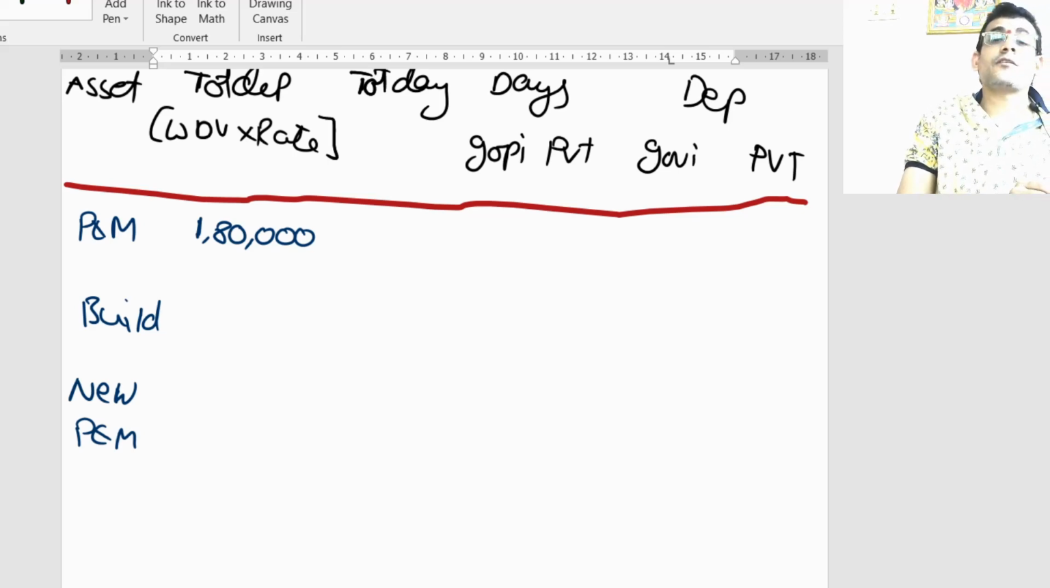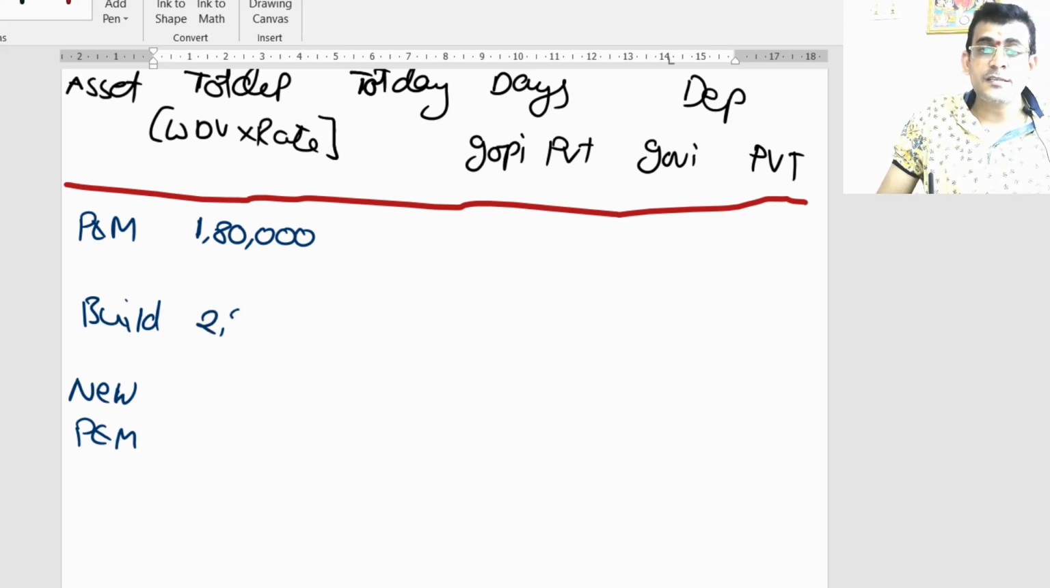Now coming to building, the value of the building is what? 25 lakhs. And the rate of depreciation of the building is what? 10% is the rate of depreciation. So opening WDV into rate of depreciation is going to give you 2,50,000 as the value.